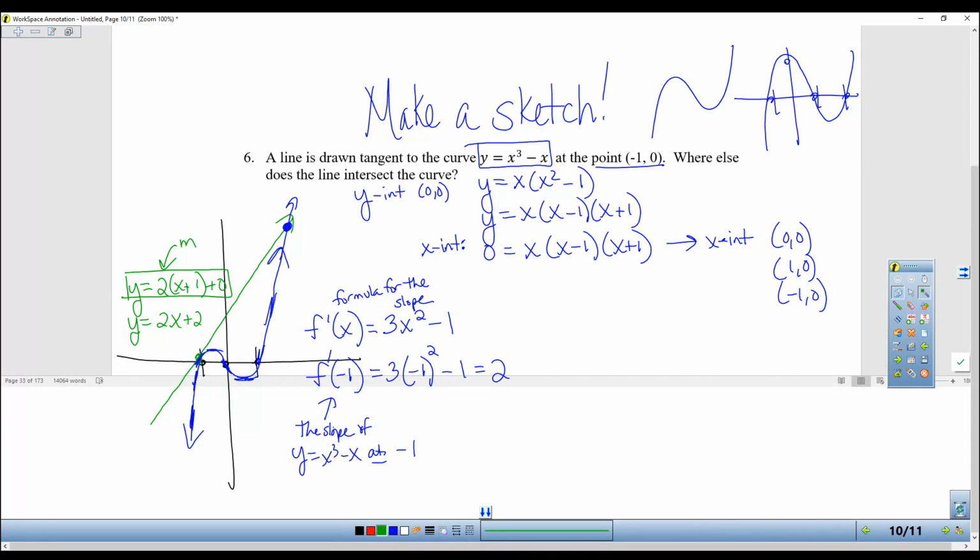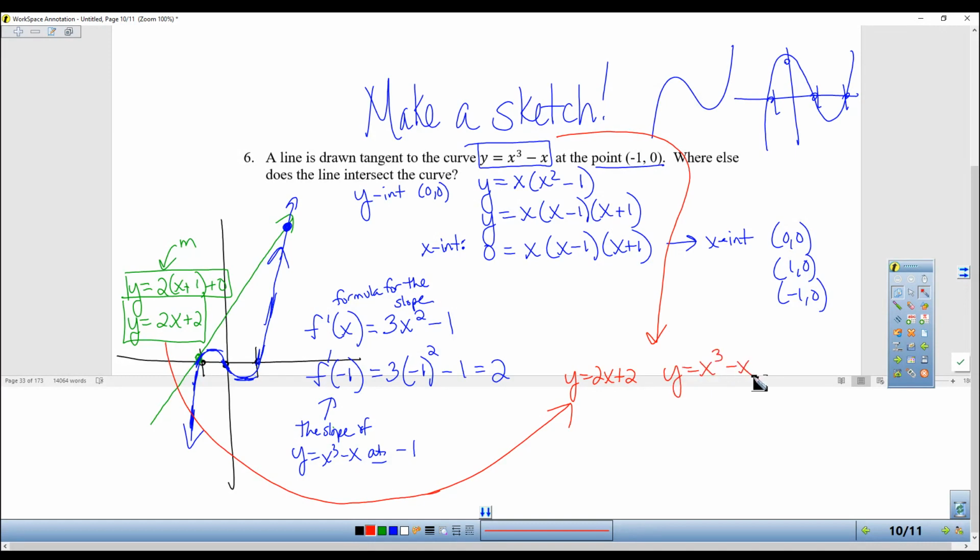The equation of the cubic function is x cubed minus x. I'm going to put both of those together. y is equal to 2x plus 2, and y is equal to x cubed minus x, which gives me 2x plus 2 is equal to x cubed minus x.